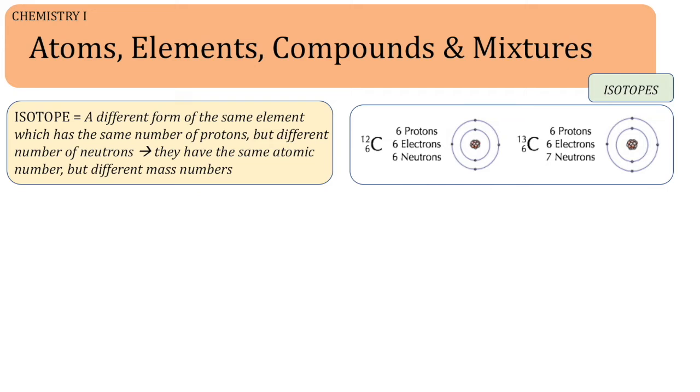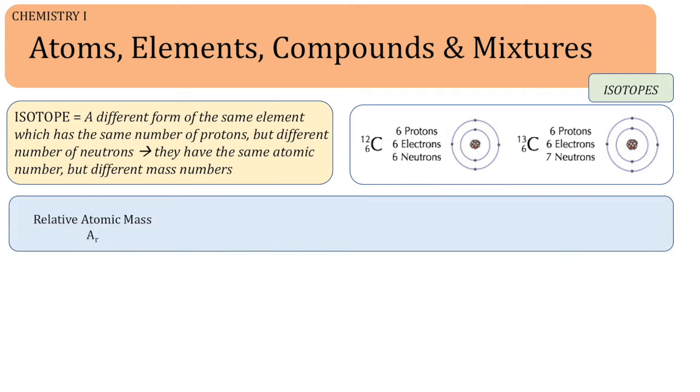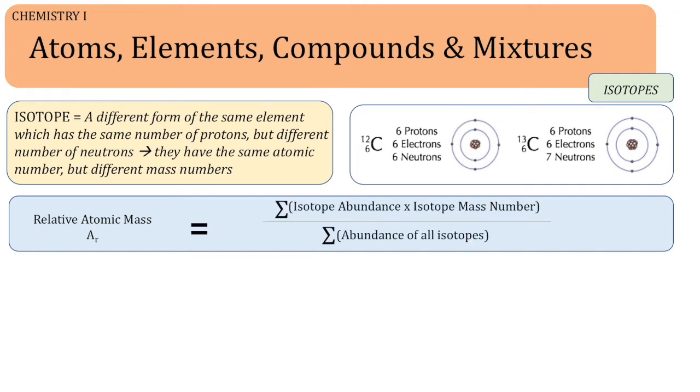As there are different isotopes of the same element, which have different mass numbers, we need to come up with an average mass number to put in the periodic table. This average mass number of all the different isotopes of an element is called the relative atomic mass, or Ar, as is written here. You have to be able to calculate this. Luckily it's not too difficult and the formula is here.